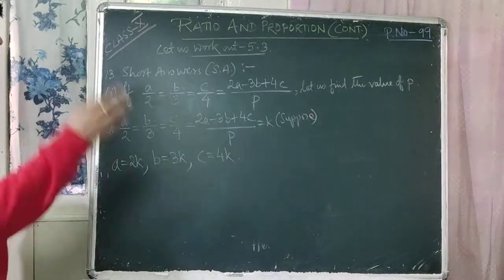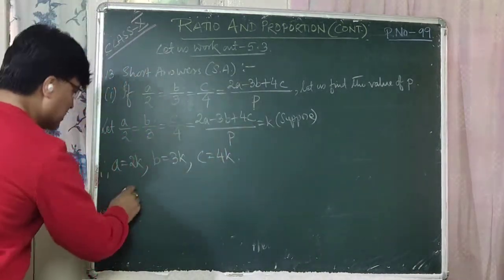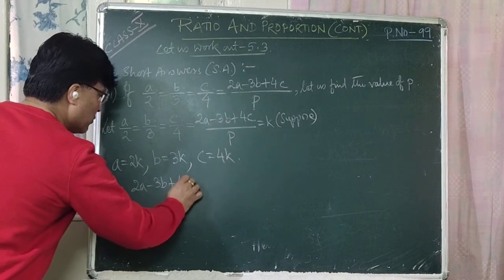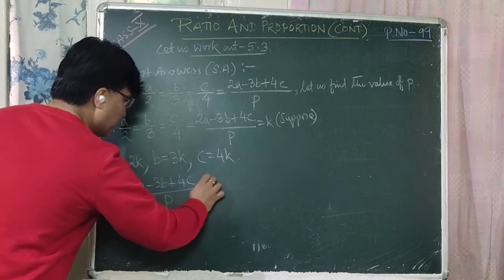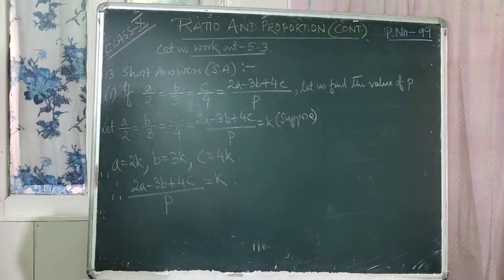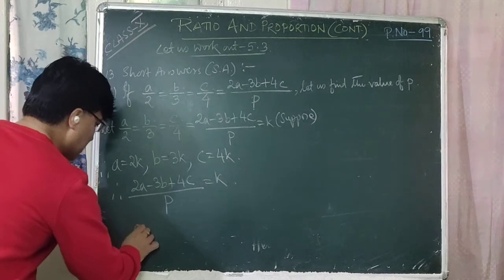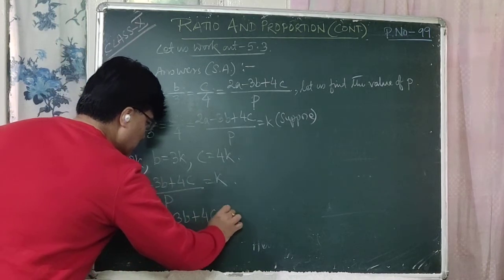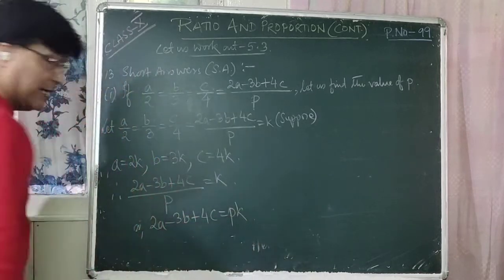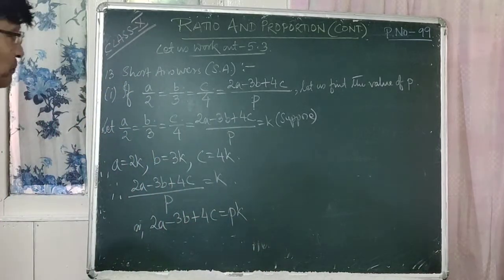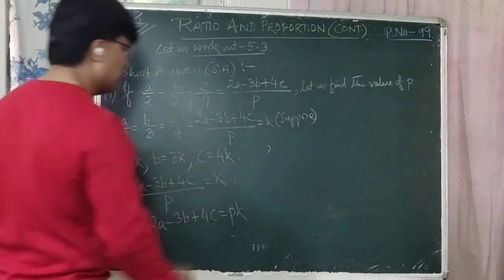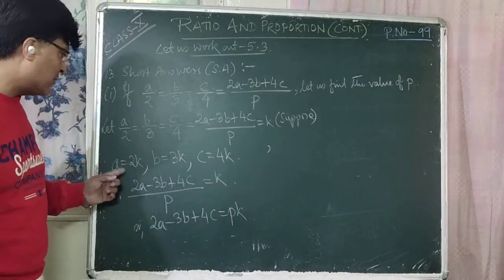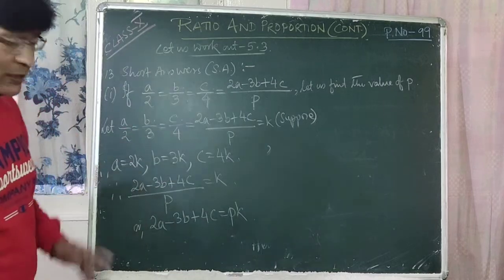Is that clear? Now we can equate fourth with last, that is again 2a minus 3b plus 4c whole divided by p is equal to k. So you can do cross multiplication here. 2a minus 3b plus 4c is equal to pk. Is that clear to all of you? So now you can put the values of a, b and c here. We just now determined the values of a, b and c from the given, isn't it?